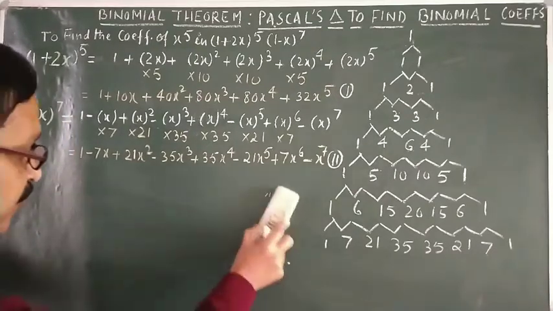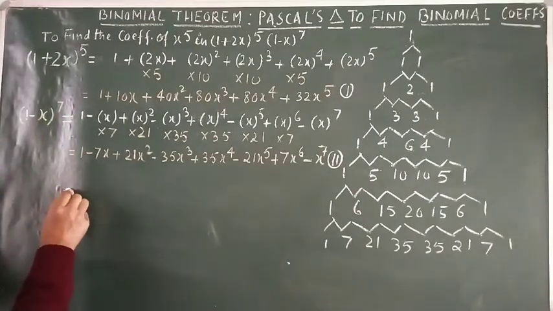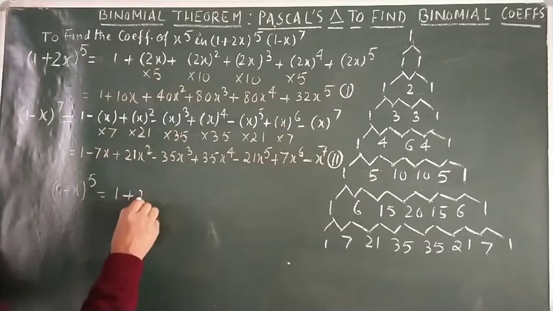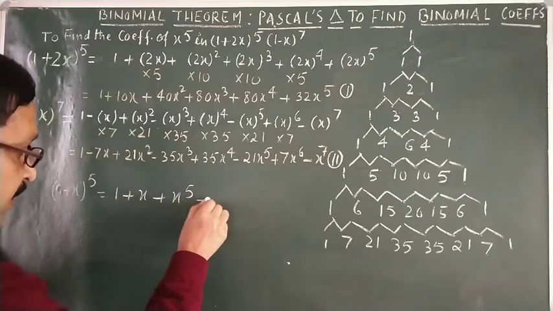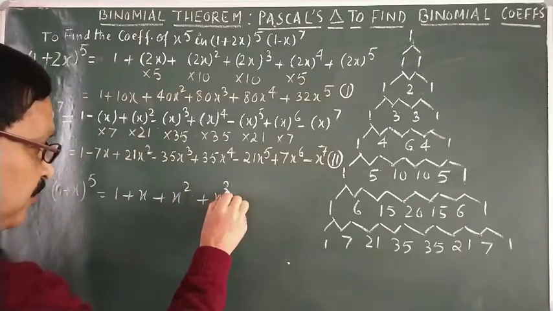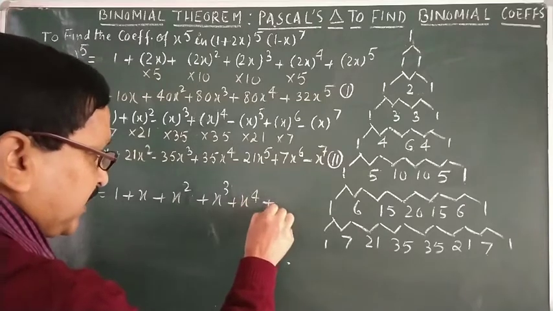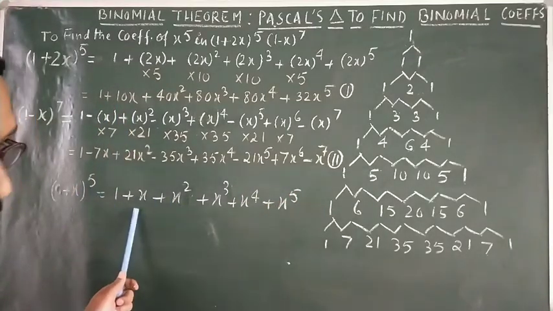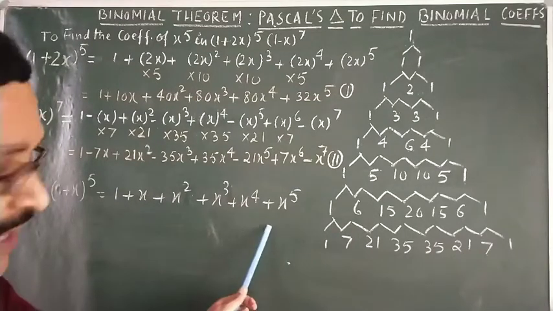Similarly, suppose we have to write 1 plus x to the power 5. This is 1, x, x square, x cube, x4, x5. The last will be x5. Start with power 1, and the power of x will keep increasing.